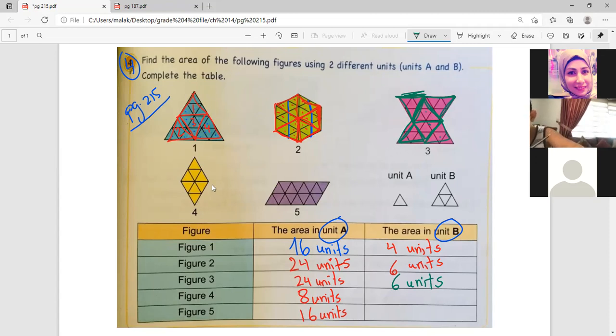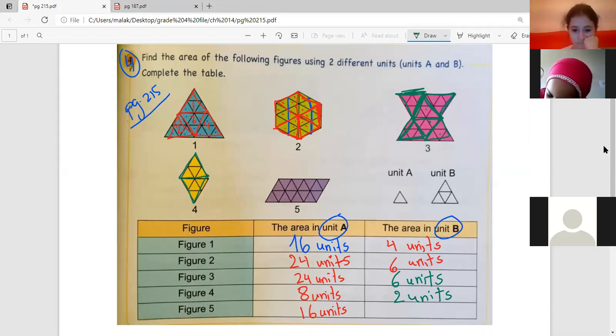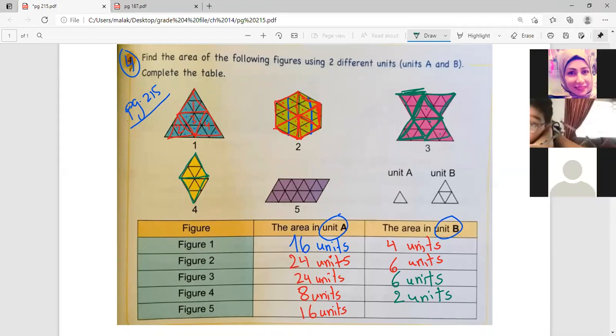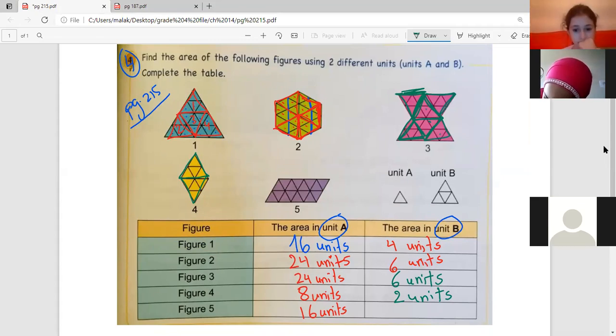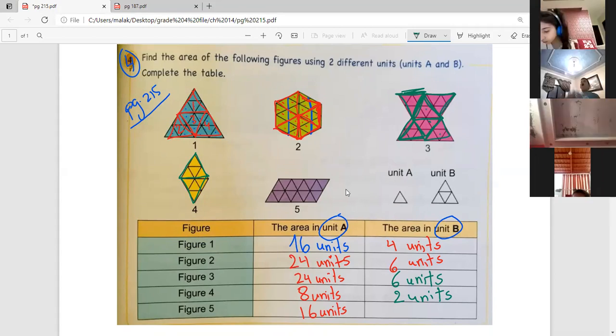The figure four, how many units B do we have? Two. Yes? Two, bravo. One up and one down. Two units, bravo. Next, Lean Atwi. Lean, can you hear me? Yes. How many units B do we have in figure five?